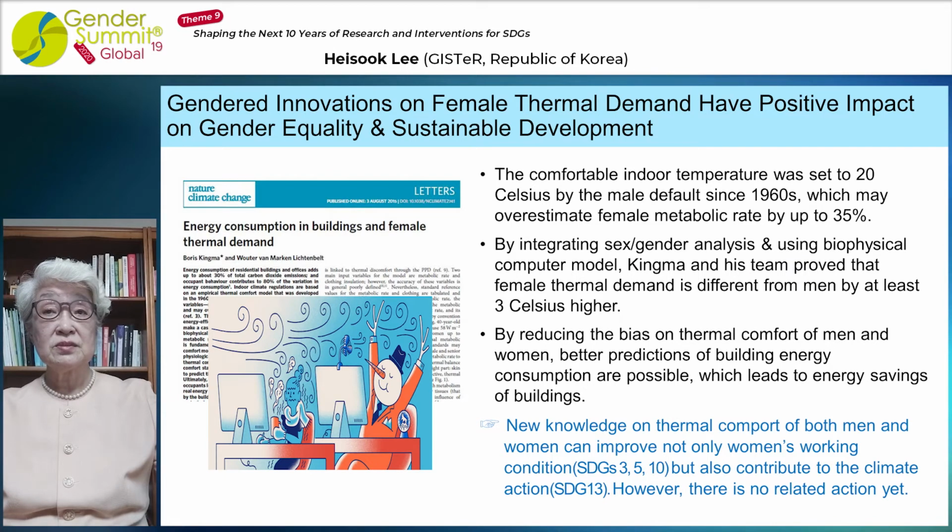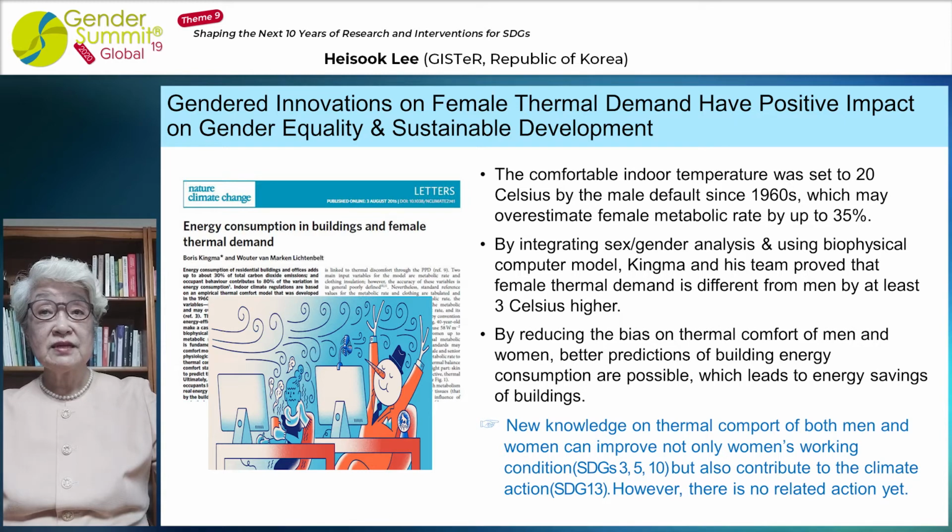Let's consider one example where gendered innovations on female thermal demand have a positive impact on gender equality and sustainable development. The comfortable indoor temperature was set to 20 degrees Celsius by the male default since the 1960s, which may overestimate female metabolic rate by up to 35%. By integrating sex-gender analysis and using a biophysical computer model, Kingma and his team proved that female thermal demand is different from men's by at least 3 degrees Celsius higher.